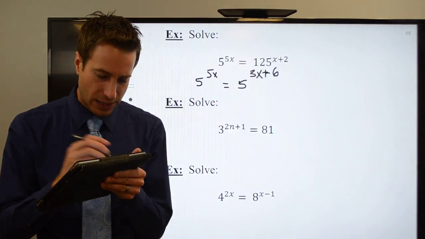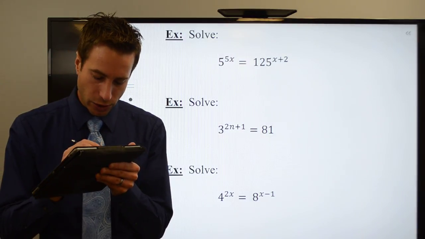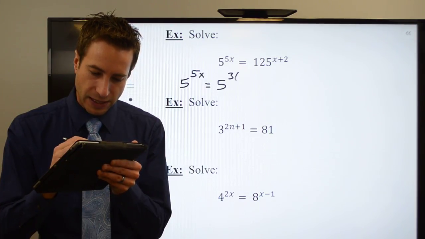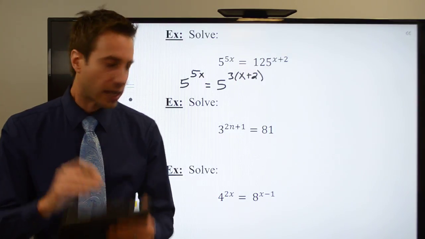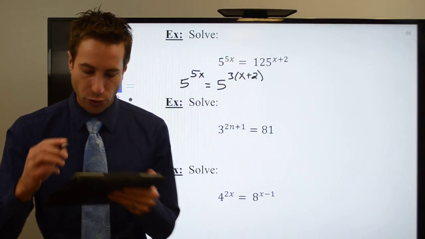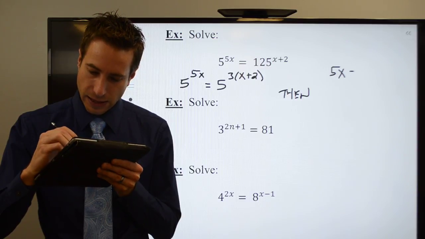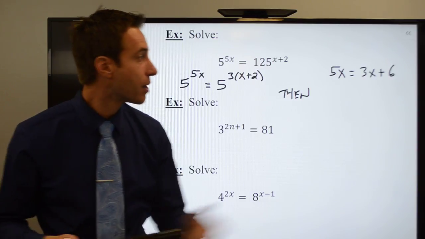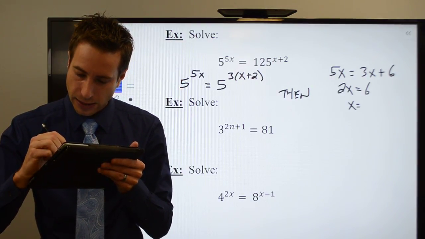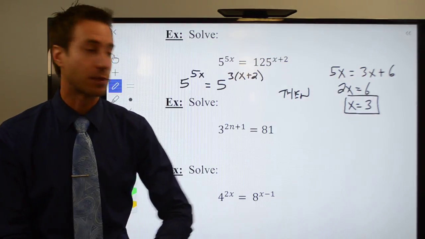So anyway, if you didn't quite see that, I'll write it out because there's no reason not to here. So it would be 5 to the 5x is equal to 5 cubed times x plus 2, because I've rewritten the 125 as a 5 cubed, but then I got to multiply the power that's already there, distribute the 3. And so what I wind up with then is 5x is equal to 3x plus 6. I'll subtract the 3x to the other side. That gives me 2x is equal to 6, and so x is equal to 3. Right? I've solved for my variable in this exponential equation.